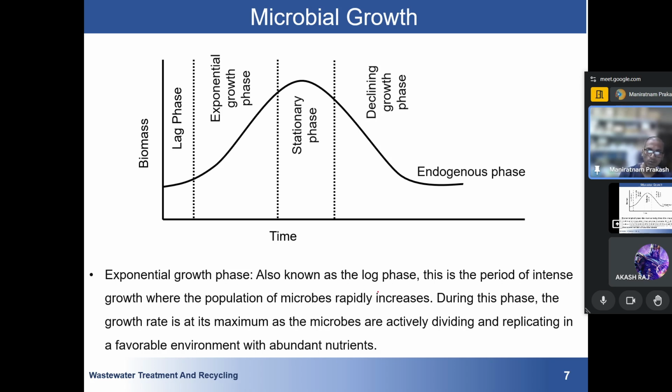Okay now, the exponential growth is also known as the log phase. Remember, log and lag are both different. Lag phase is just the adjustment phase, where the bacteria are just adjusting themselves to the given environmental condition. The log phase is a period of intense growth where the population of microbes rapidly increases. During this phase the rapid growth is at maximum, as the microbes are actively dividing and replicating in favorable conditions with abundant nutrients, meaning huge amounts of food are there. That's why they are growing so much.